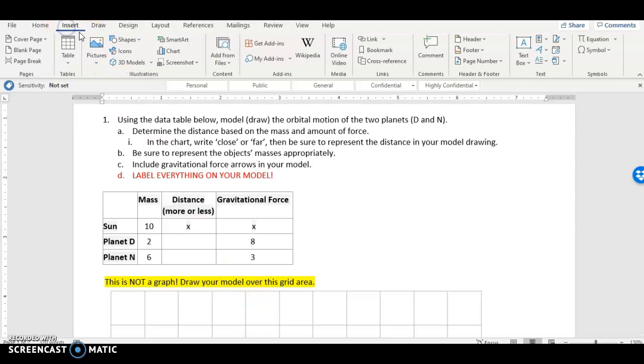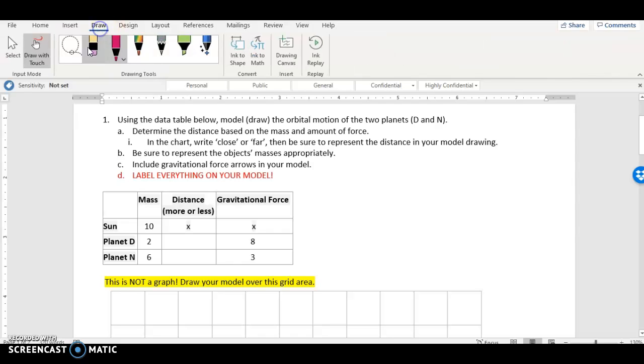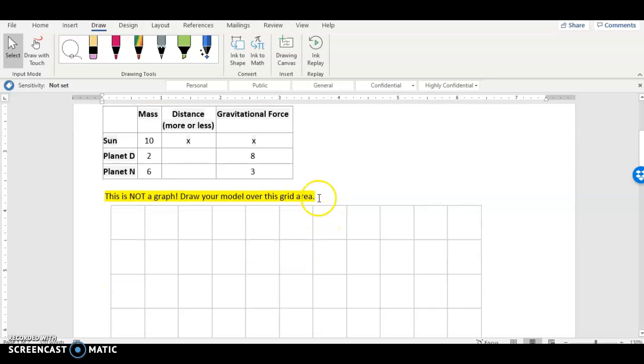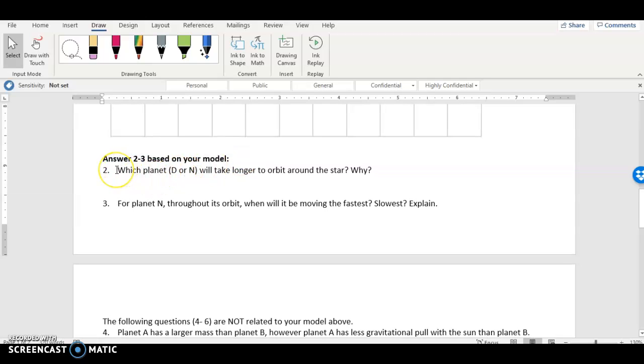You could also insert shapes if you prefer to do that way. If you do use the Draw feature, to leave the Draw feature, click Select and it'll take you back to your cursor. When you're finished with your model, you will answer questions 2 and 3 based on your model.